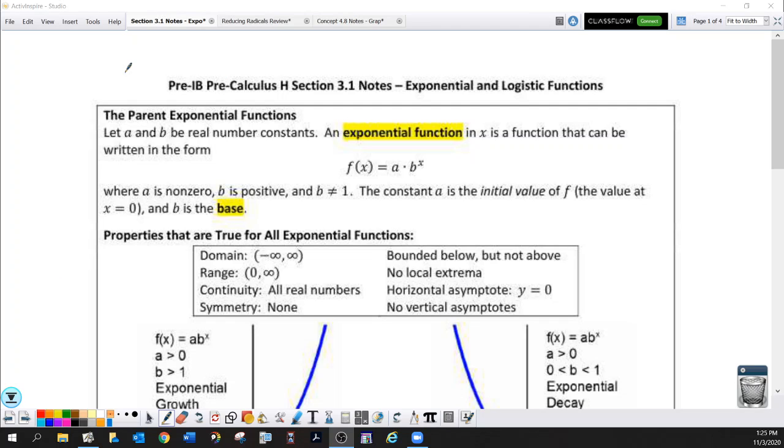Today we begin Chapter 3, Exponential and Logarithmic and Logistic Functions. That's what the whole chapter is about: exponential, logistic, and logarithmic functions. Today, and tomorrow, but today we're going to be working on exponential functions only.